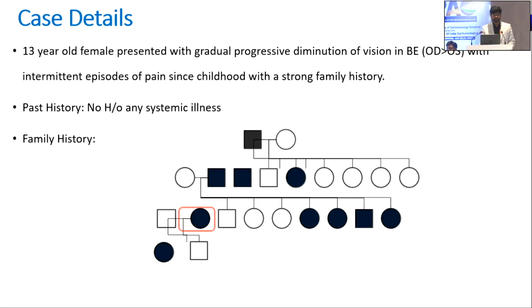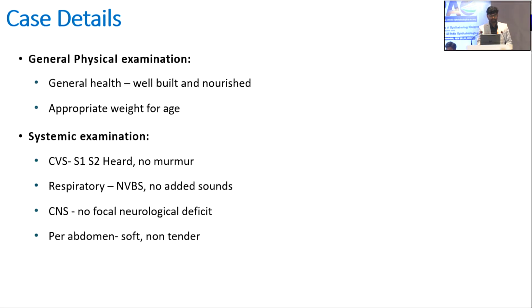Coming to our case, a 13-year-old female presented to us with gradual progressive diminution of vision in both eyes with intermittent episodes of pain since childhood, with a strong family history, and no history of any past systemic illness. The general physical examination and systemic examination were within normal limits.